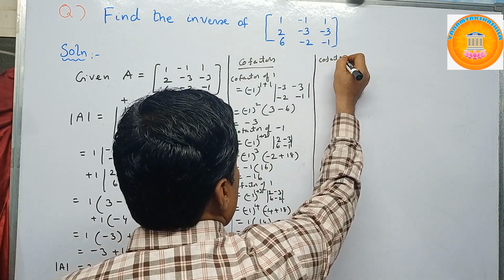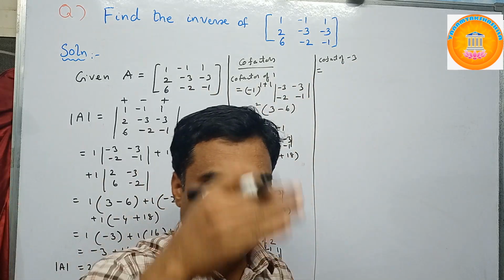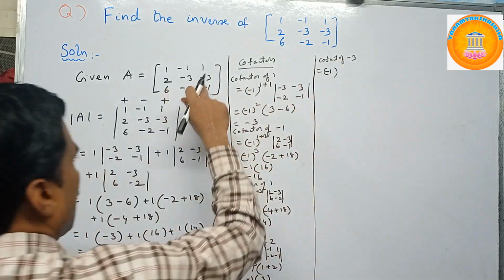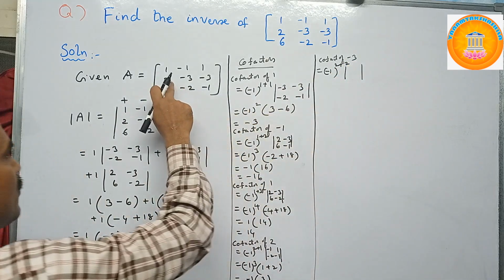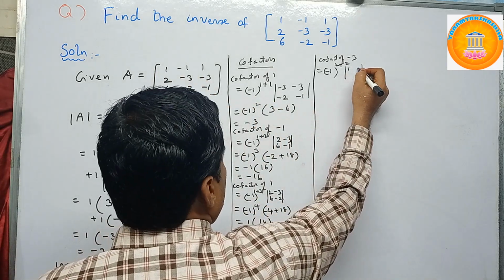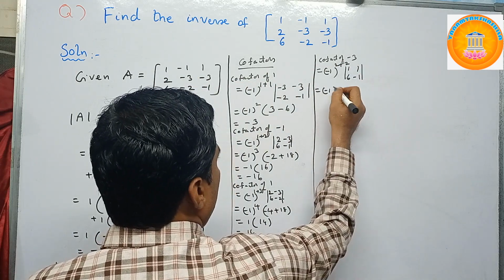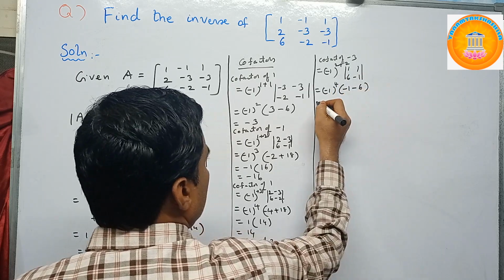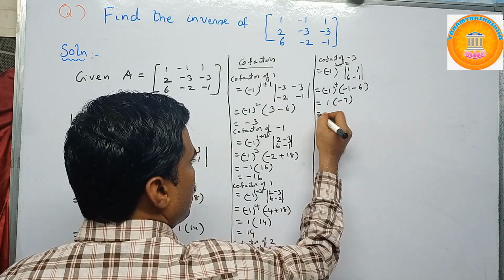So cofactor of minus 3. Now where is minus 3 located? Minus 3 is in second row, second column. So that means minus 1 power, what is i value here? i value is 2 plus j value is 2. Now determinant of those elements which are not in second row and second column. What are those elements? 1, 1, then 6, minus 1. So this will be minus 1 power 2 plus 2 is 4. Now 1 into minus 1 is minus 1. So minus 6. So you get minus 1 power 4. Since 4 is an even number, we will get 1. Plus 1, minus 7. So you get minus 7.